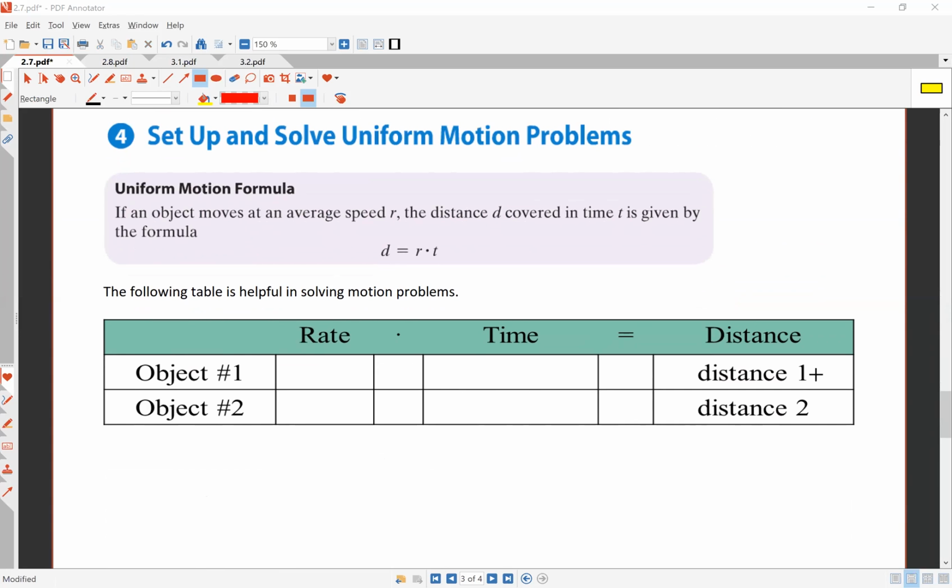What uniform motion means is that you set the cruise control in your car and you go 60 miles an hour for 4 hours or 70 miles an hour for 3 hours. You keep your speed constant for some given amount of time.